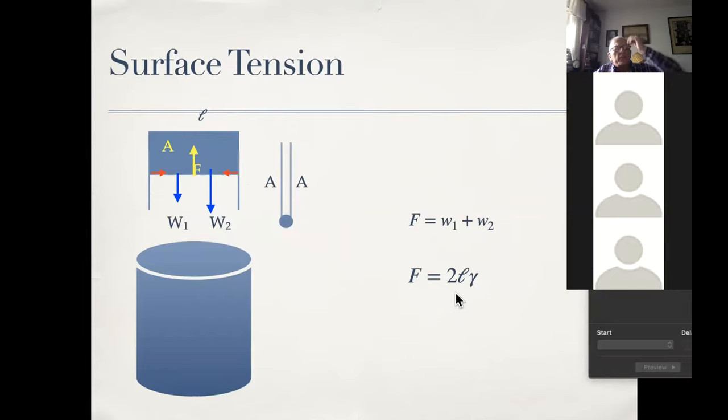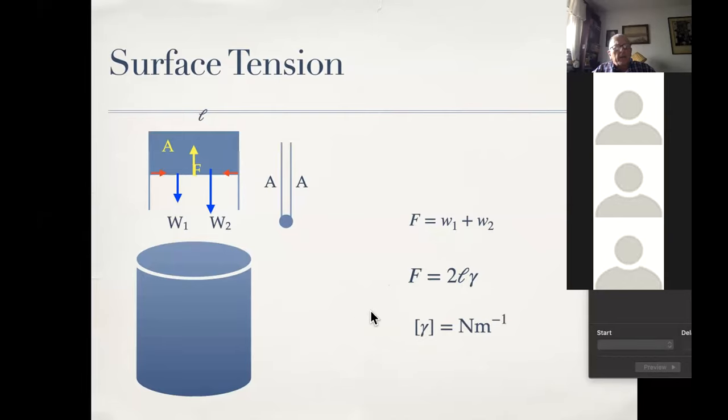The surface tension is a property of the liquid, and of course it depends on the liquid, and it changes. Also, because all the properties of the liquid are temperature dependent, the surface tension gamma is also temperature dependent. The units in which we measure surface tension are newtons per meter.